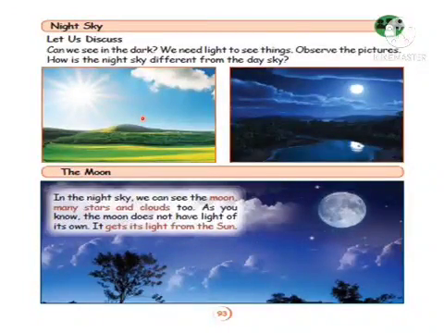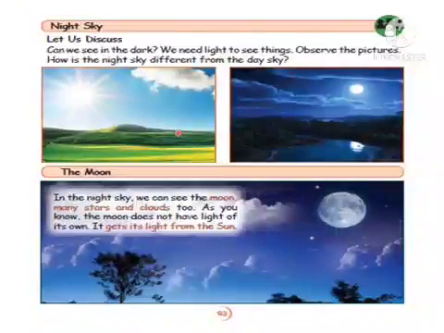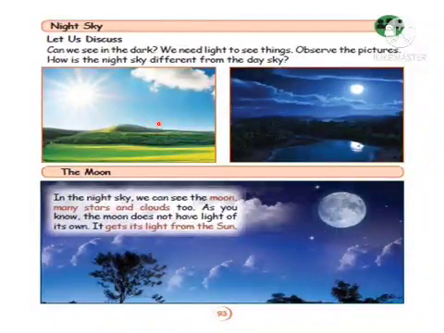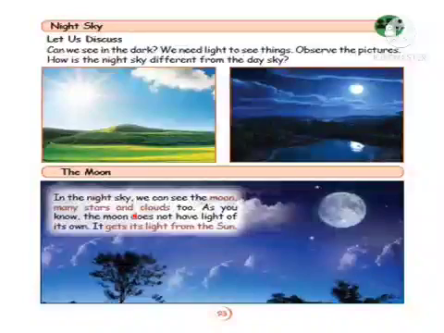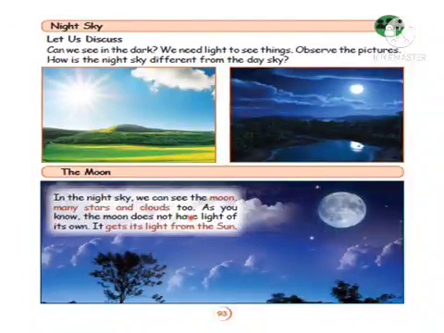Look at the given picture and we are going to see about the view of the sky, which is visible during the day in them. Next, the moon. In the night sky, we can see the moon, many stars and clouds too. As you know, the moon does not have light of its own. It gets its light from the sun.